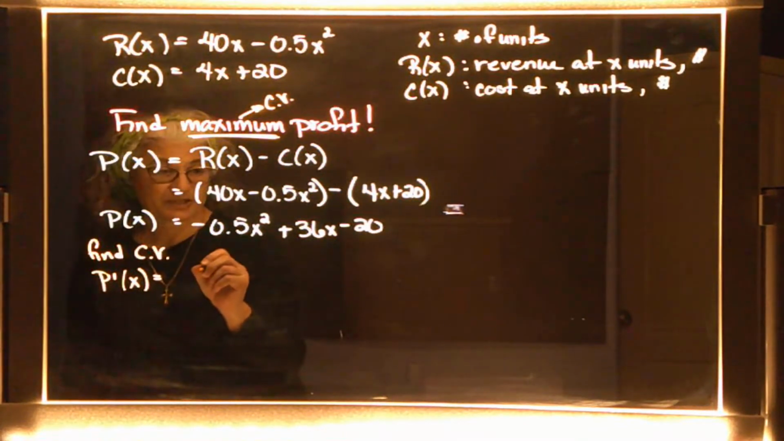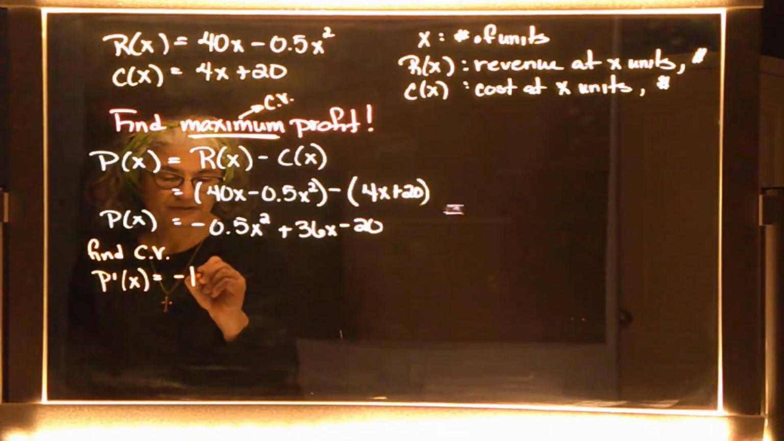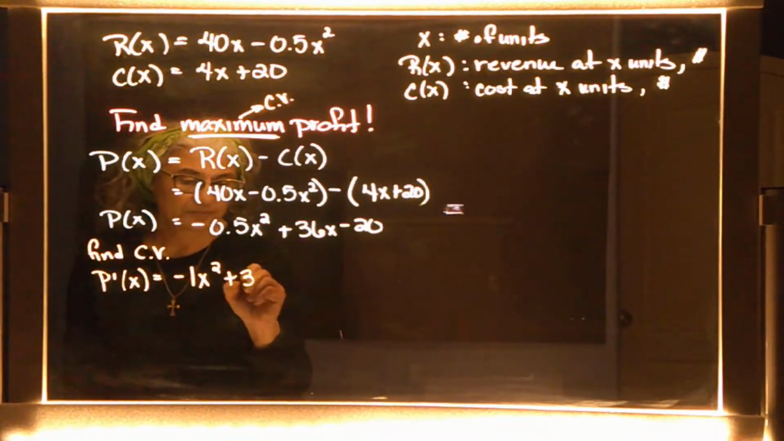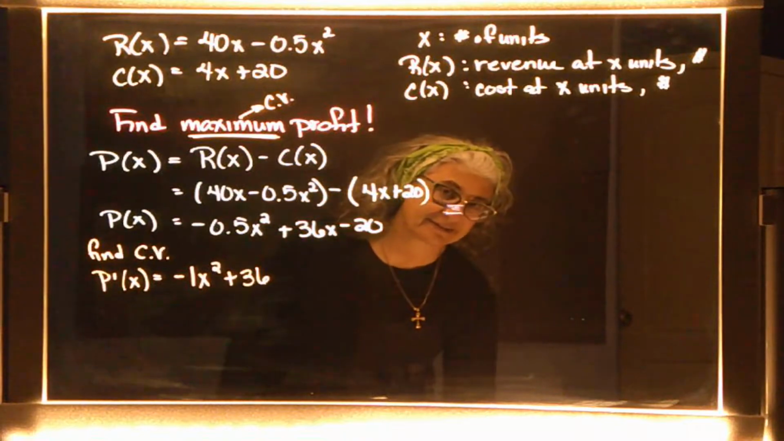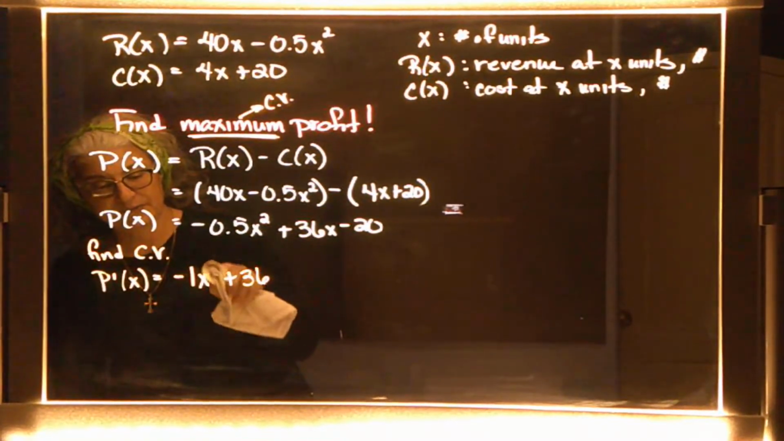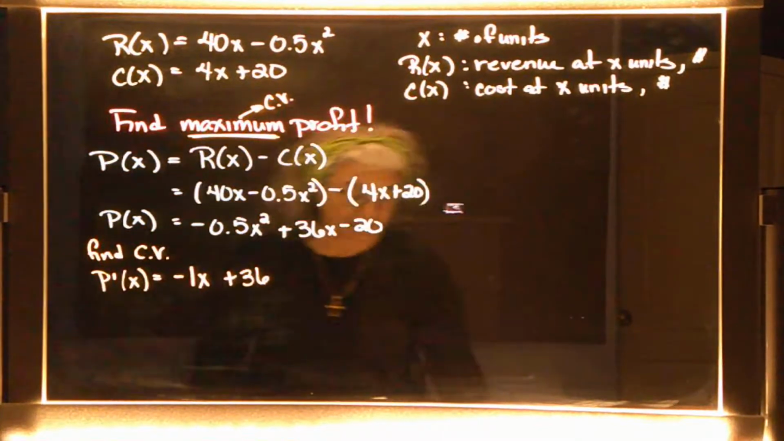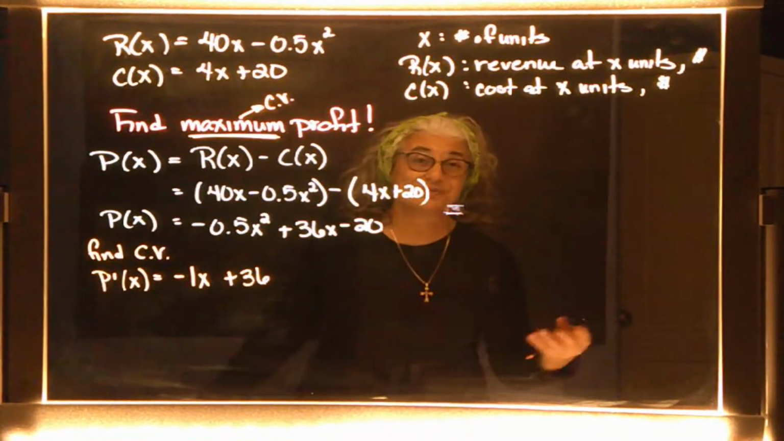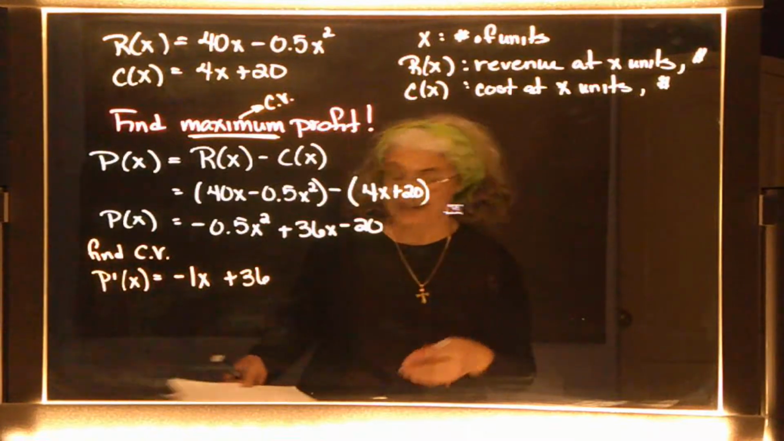So let's see what we got. I got negative 1x squared. Whoops, not x squared. There we go, negative 1x. See what happens sometimes if you work too quick? This is why you need to do it with me. Make sure we get the same thing.